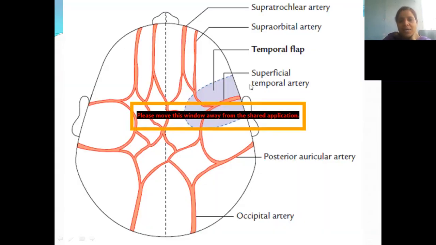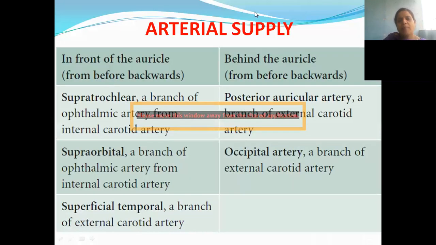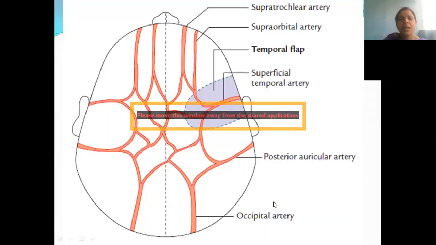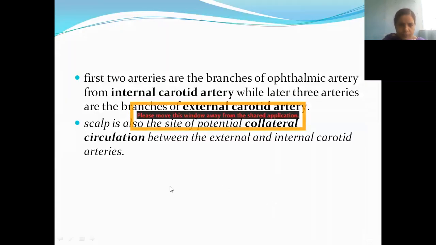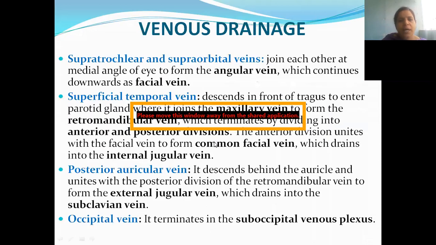Here also, for the arterial supply in front of the pinna, you give the list: supratrochlear, supraorbital, superficial temporal. Behind, we have posterior auricular and occipital. It's given in the form of a table, and similarly you can also write it in the form of a table. Supratrochlear and supraorbital are the branches of the internal carotid. The rest are all branches of the external carotid. So here you find there is an anastomotic network of the external and internal carotid arteries.